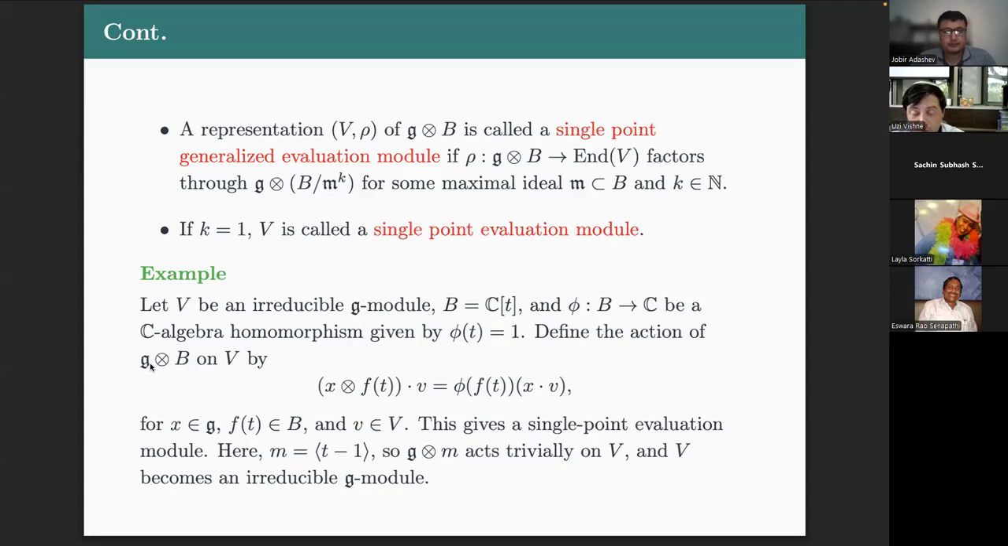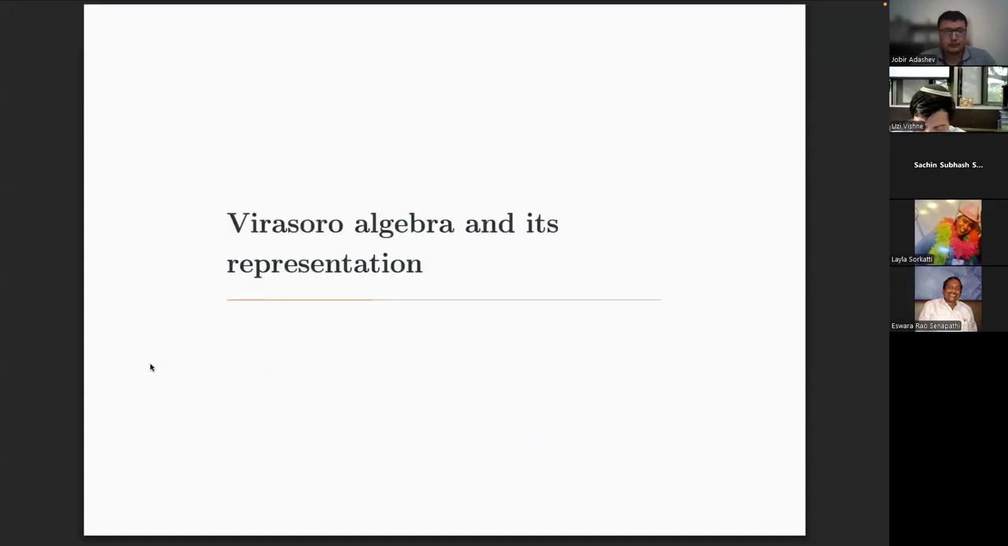Fine. So these would appear. So it's important to mention here. Okay, so let's begin with the very classical algebra, Virasoro algebra, and its representation, just to get the history along the way.